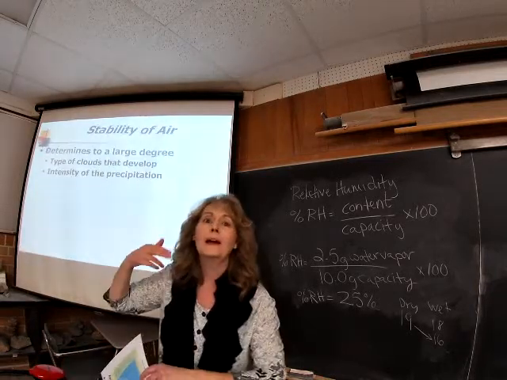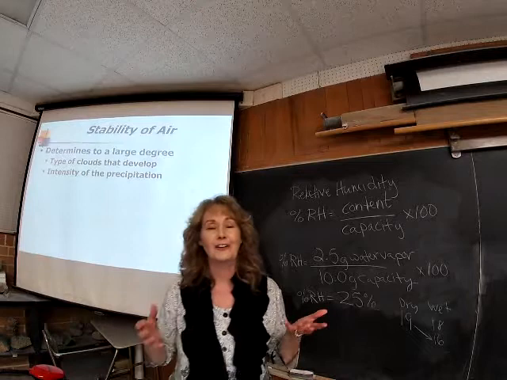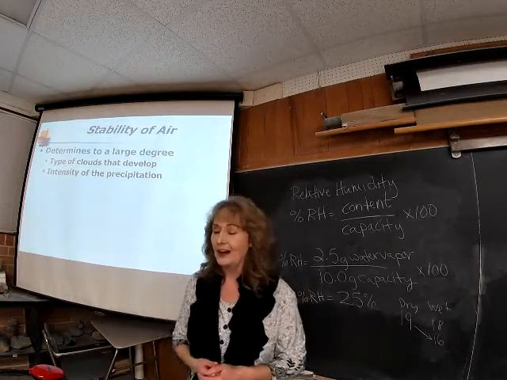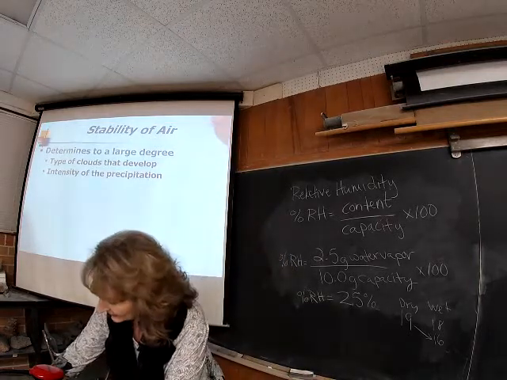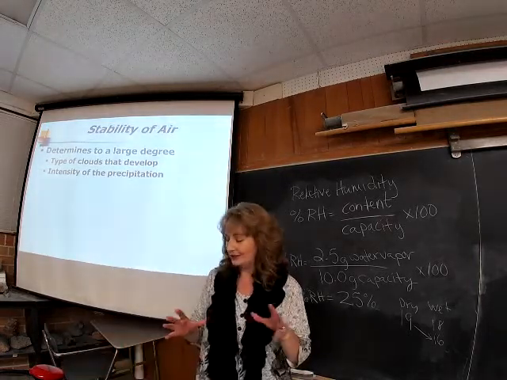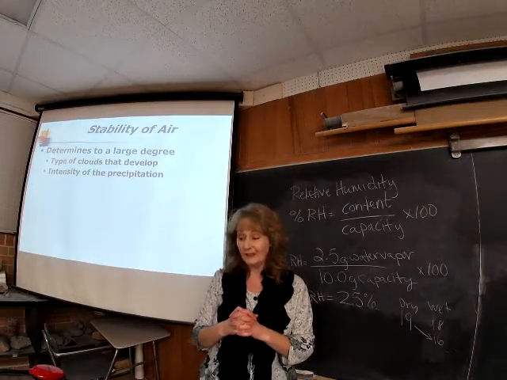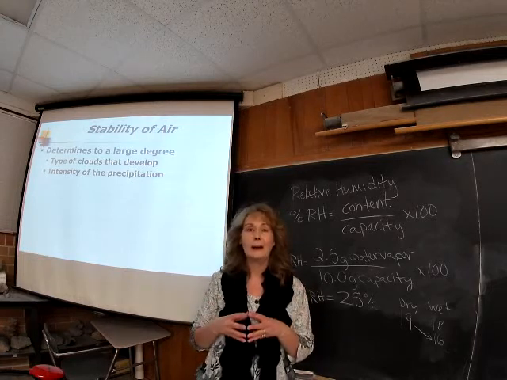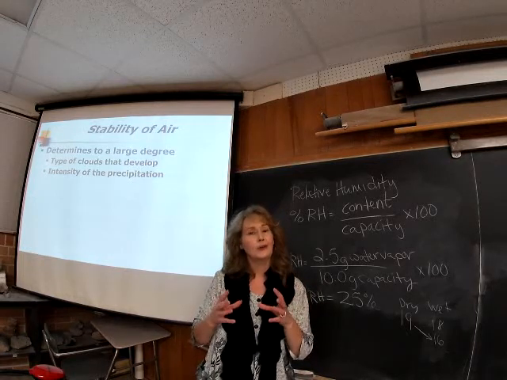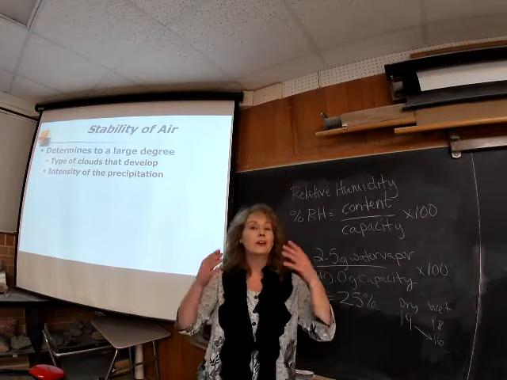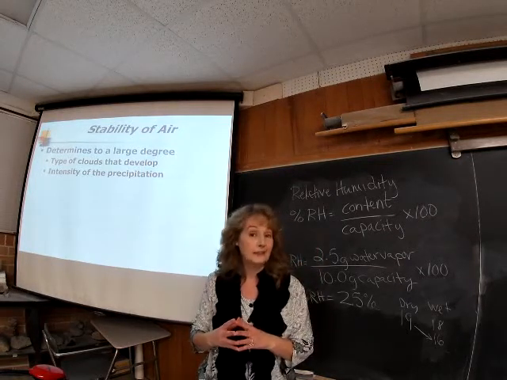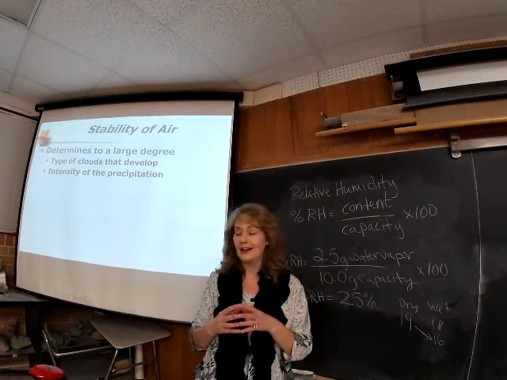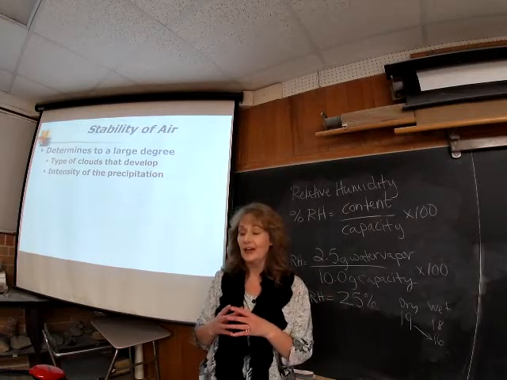Warm air, if it's warmer than your environment air, is always going to want to continue to rise. So the stability of air does determine, to a large degree, the type of clouds that are going to develop, as well as the intensity of the precipitation. I already talked about how that convectional, localized heating gave us our nice puffy cumulus clouds on an otherwise clear day. Those are our fair weather little clouds. They're not going to produce any precipitation.